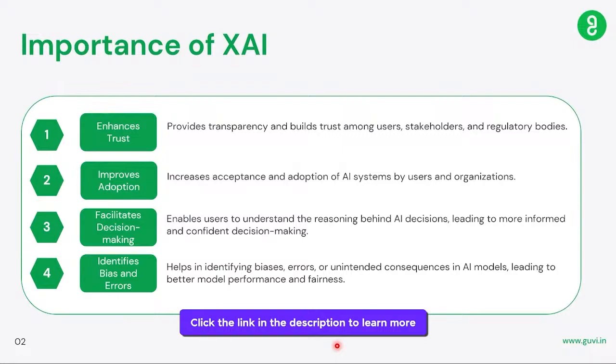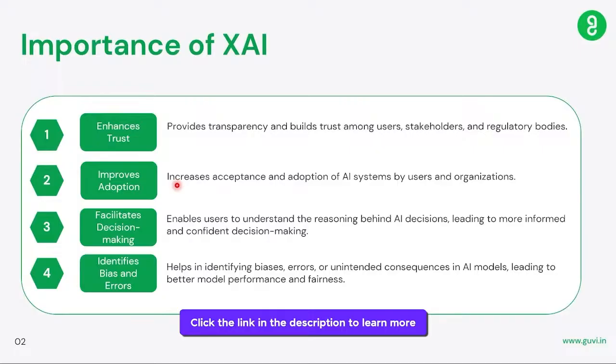Importance of XAI. So what's the importance of XAI? The important pointers to note down are: improves adoption, facilitates decision making, and identifies bias and errors. First and foremost, explainable AI enhances trust. By providing transparency in how AI systems arrive at their decisions, XAI builds trust among users, stakeholders, and regulatory bodies. When individuals understand the reasoning behind the AI outputs, they are more likely to trust and rely on those systems in various domains. Secondly, explainable AI improves adoption.